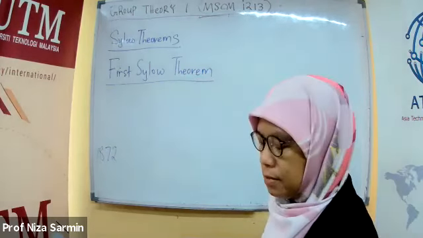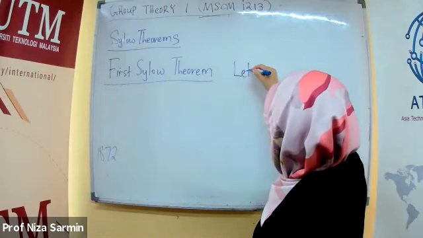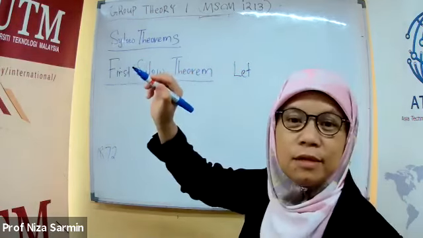What's the theorem? Read the theorem. Let G be a finite group, and let the order of G be p^n m, where n ≥ 1, and p does not divide m.